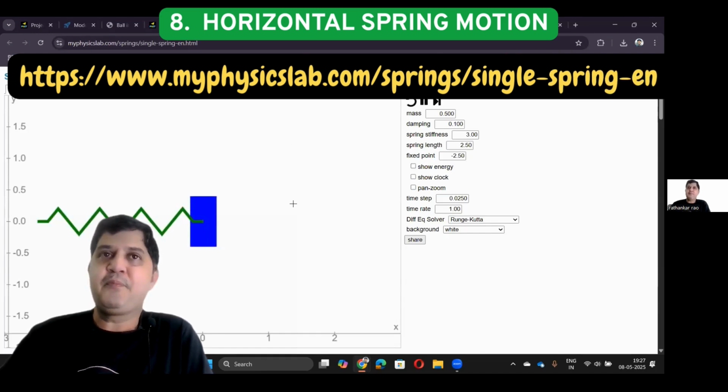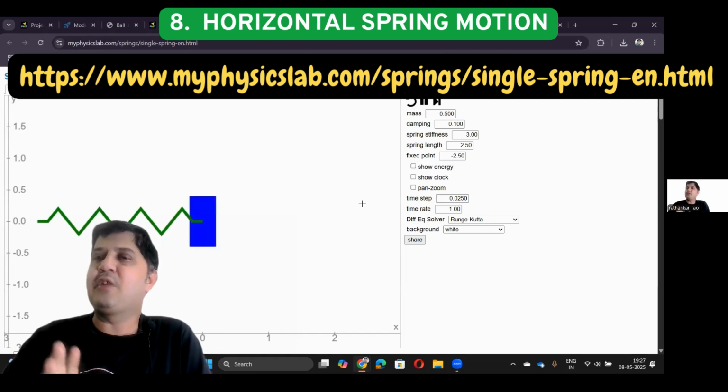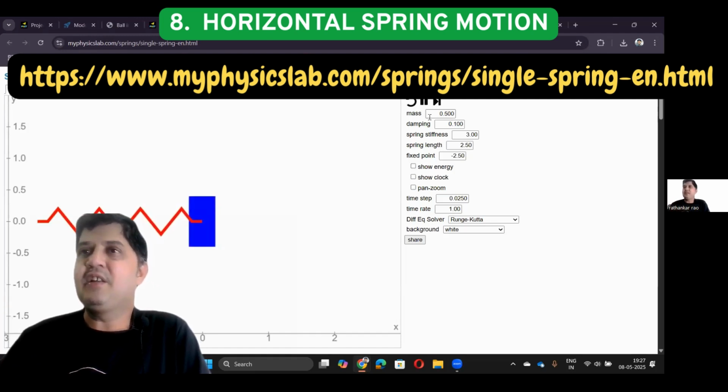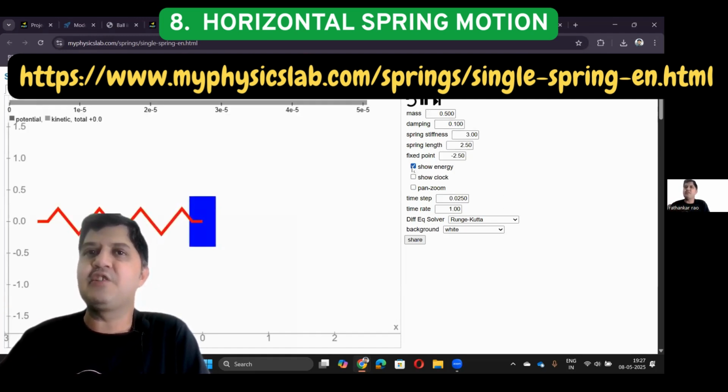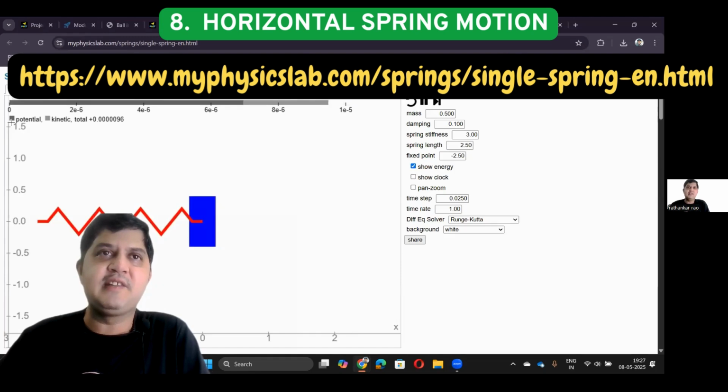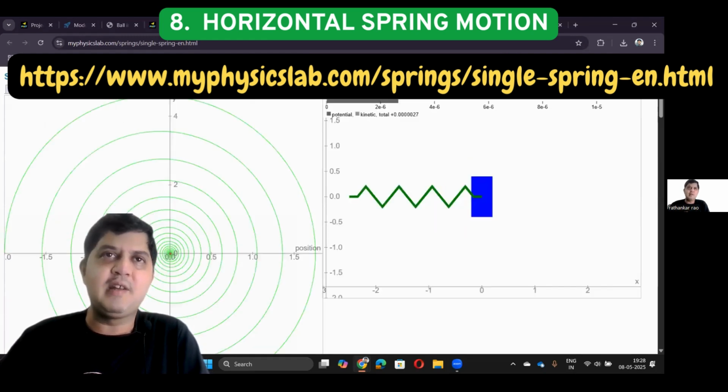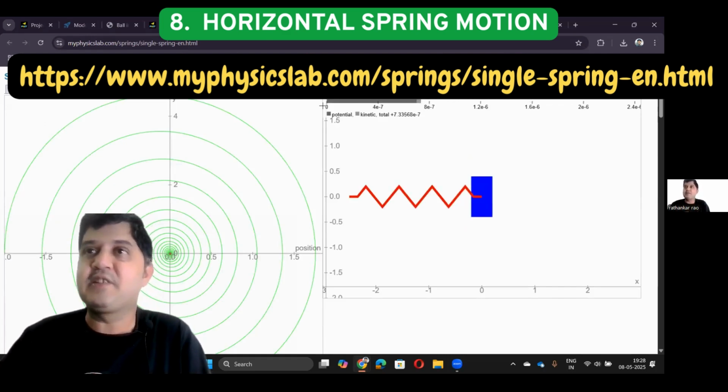Single spring. Now this is a horizontal spring. So far we have been looking only at the vertical springs. Here it gives you the mass, damping coefficient, everything. You can also click on show energy, so you can get to know how the energy changes over here. Potential, kinetic energy. It would have been good if these were given different colors. One is dark gray, the other is light gray. I may not be able to distinguish between these two, but using the graph you might be able to, but the graph is very complex.